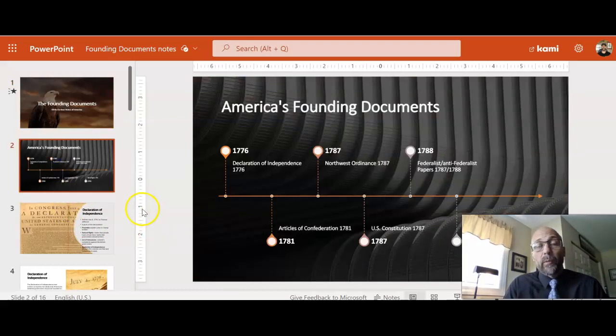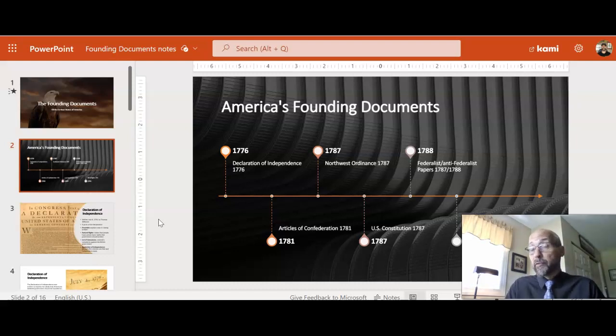Let's start with a little brief timeline I have here. I love timelines, you guys. I think most history teachers probably would agree with me that we love timelines. But yeah, let's give you a little idea of the order of events. Of course, in 1776, you had the Declaration of Independence, which we'll be talking about first.